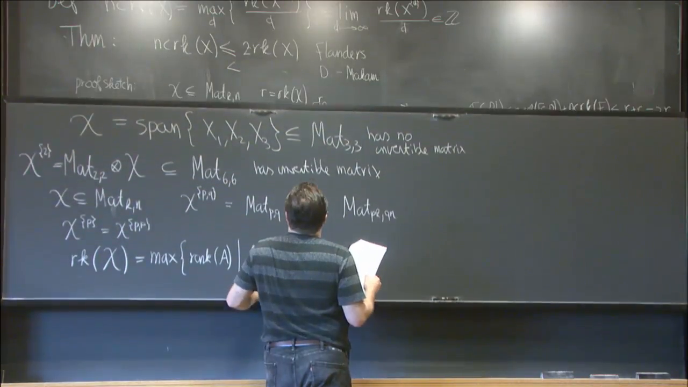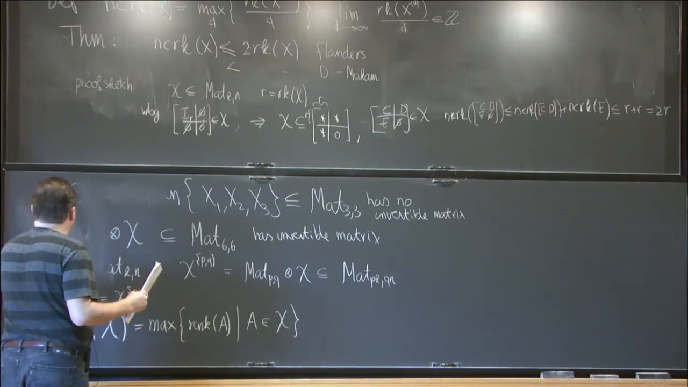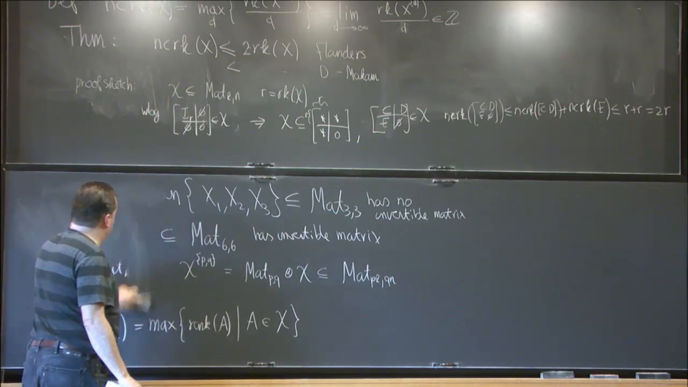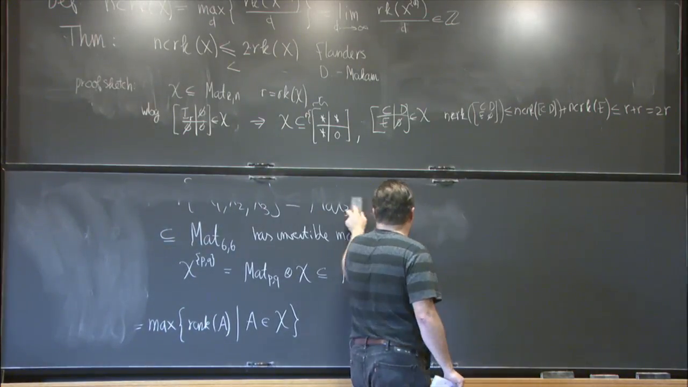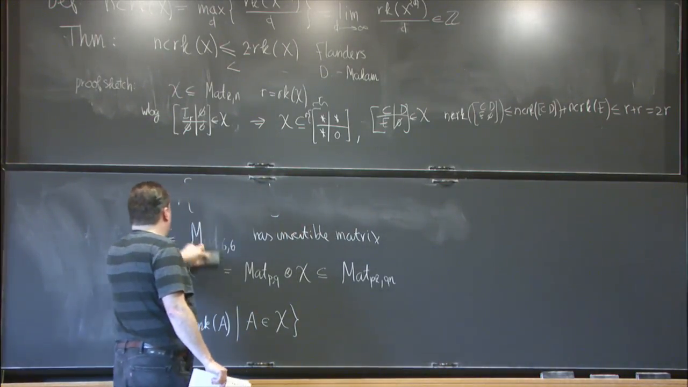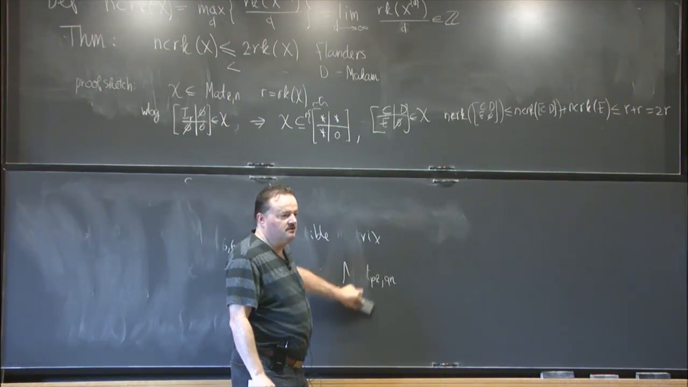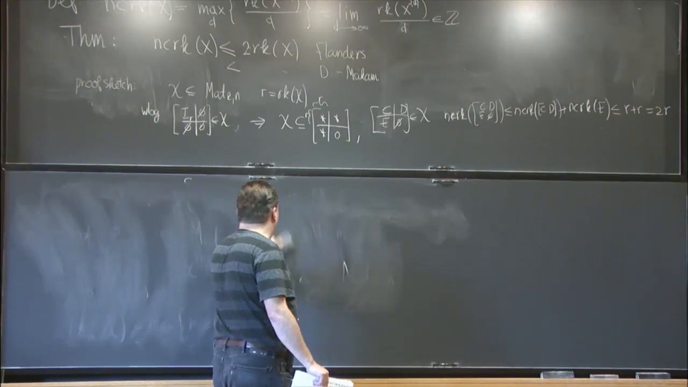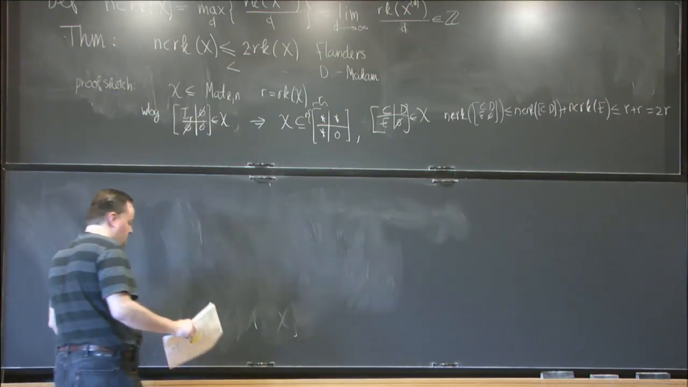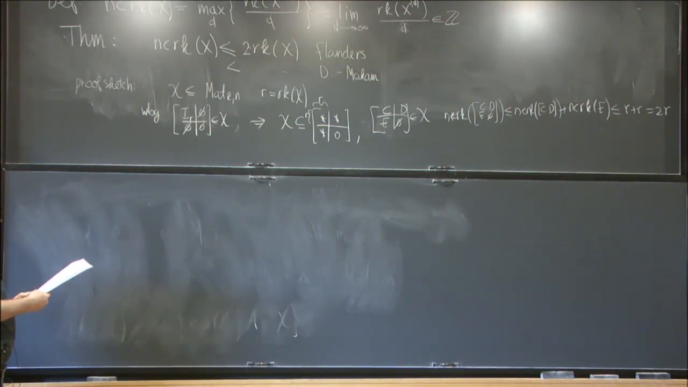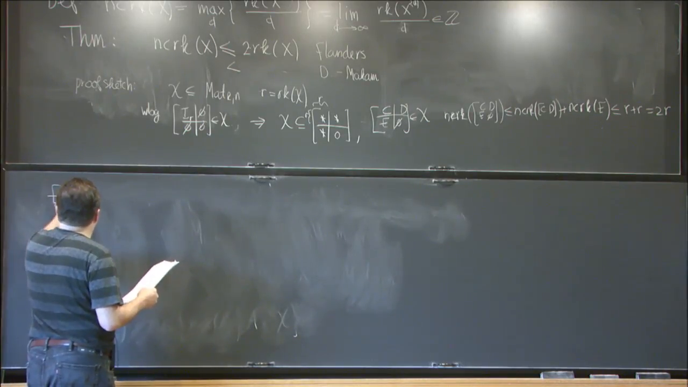Actually, also interesting is that for a while people thought that maybe the non-commutative rank is always at most 1.5 times the rank. But this is actually not true. You can actually get the ratio arbitrarily close to 2. And so there's the following example.